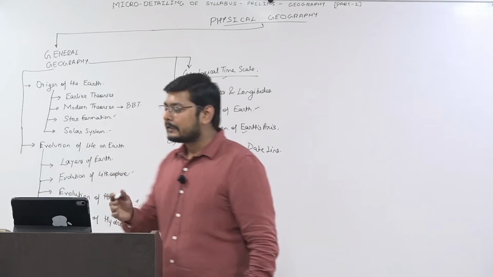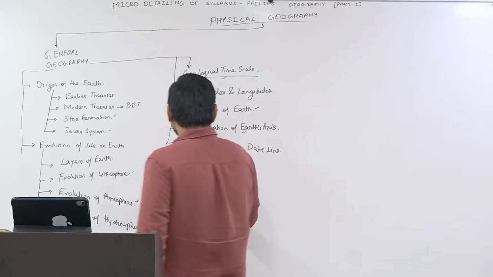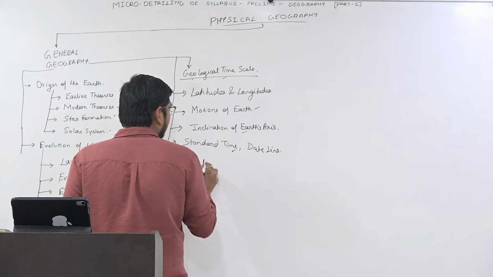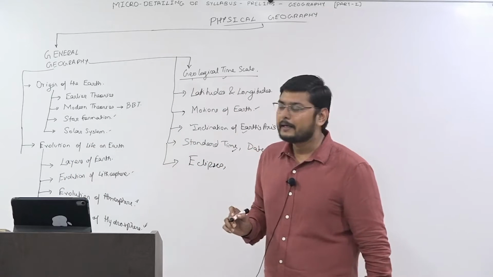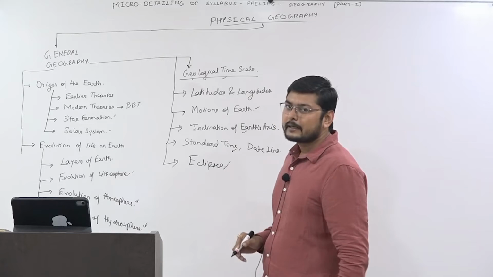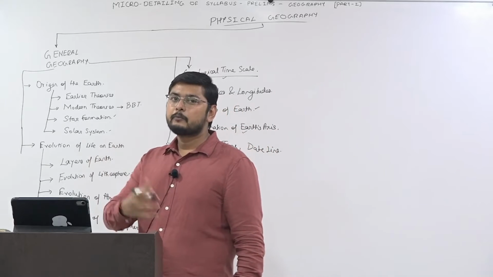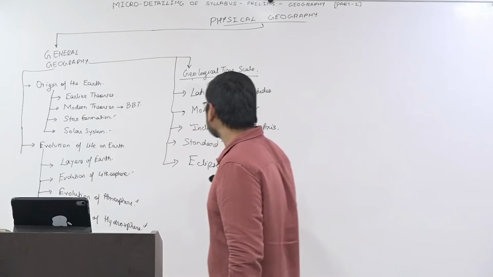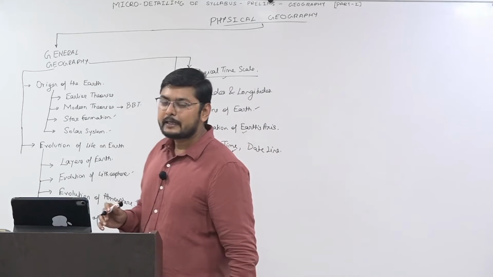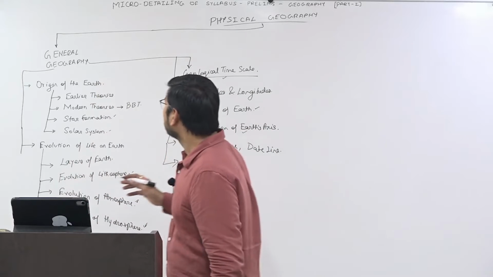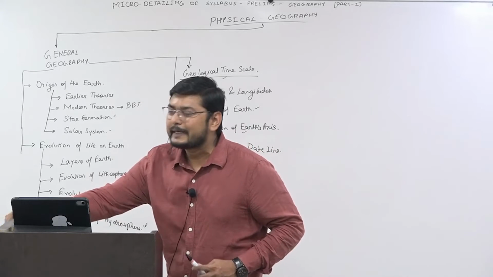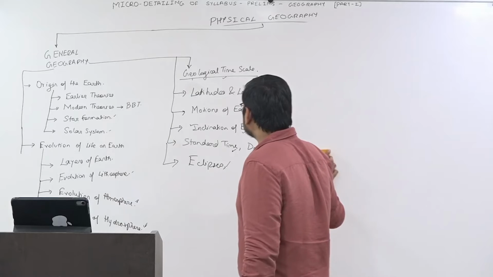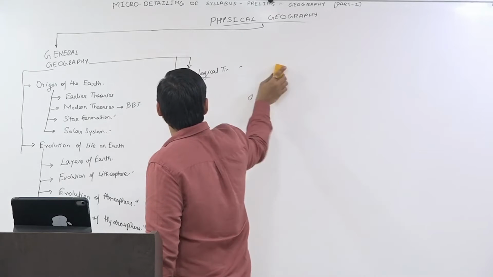Then we see that there is another event which is called eclipses, that is solar and lunar. Why are these eclipses taking place? What is the setting of the earth and moon which is resulting in such eclipses? So we'll be studying those in detail in this part. This is the part of general geography, which we will look at in detail in the prelims discussion and prelims subject.